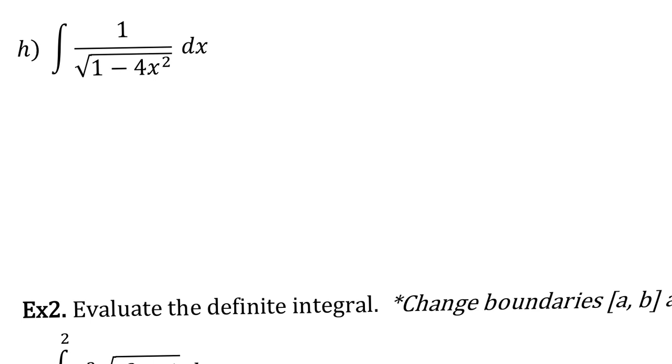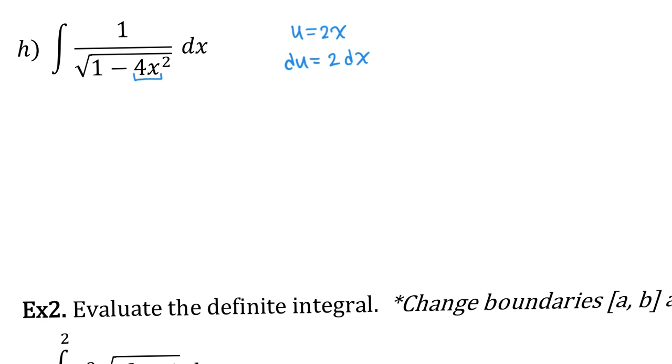When I stare at this, it kind of looks like the derivative of arc sine. If this was the derivative of arc sine, this would be 1 minus something squared. So what do I square to get 4x squared? 2x. Okay, so if I were to let u equal 2x, let me take the derivative first. So du equals 2 dx.